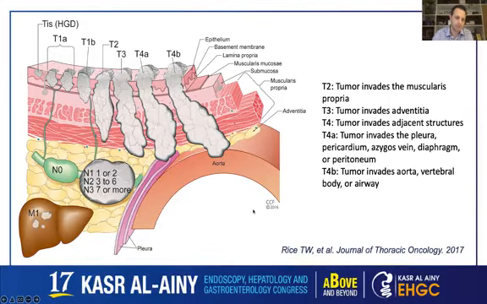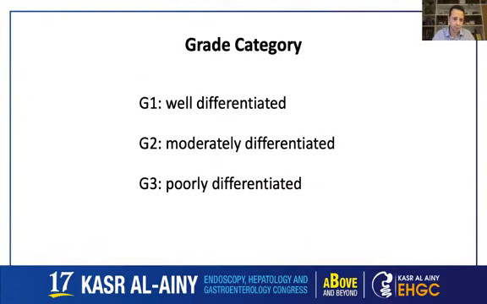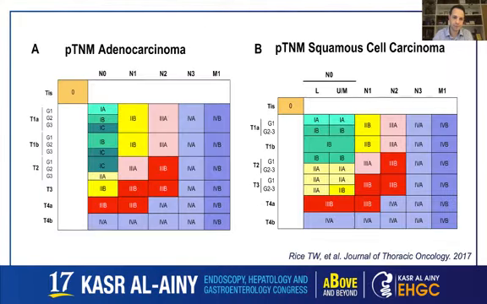Now we have the N staging. So N0 is no lymph node invasion. N1, 1 or 2 lymph nodes. N2, 3 to 6 lymph nodes involved. And N3, 7 or more lymph nodes. And the M staging, M0 no metastasis, M1 distant metastasis. So it's also important to know the grade category, especially for early tumors. So G1 is well differentiated, G2 is moderately differentiated, and G3 poorly differentiated.